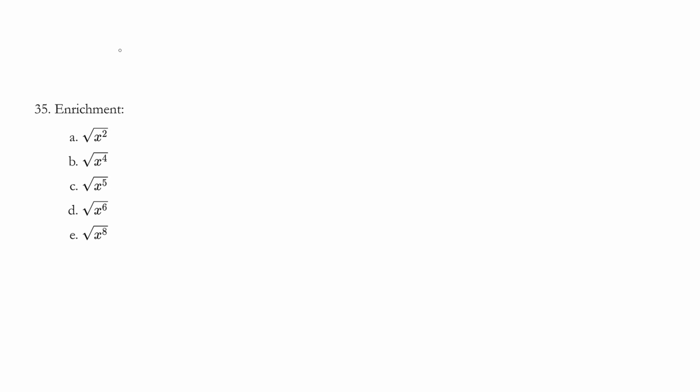Alright, last question. Let's try working through this series of enrichment questions. Now the question is, what is the square root of x squared? So it's nice to memorize this expression. In general, the square root of something squared is equal to the absolute value of that thing, the absolute value of a. So in the same way, if you memorize that, the square root of x squared is going to be the absolute value of x.